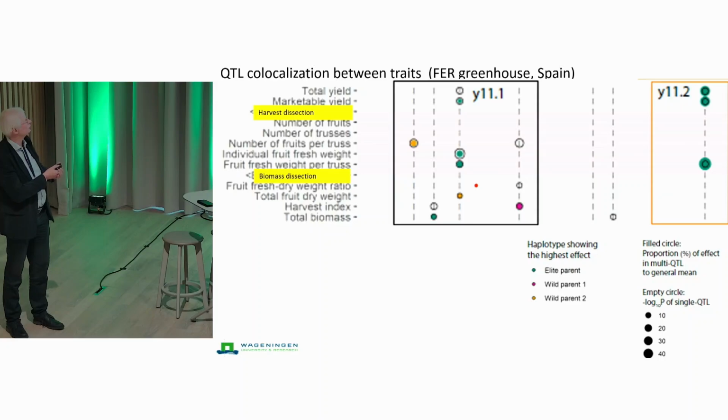There are two yield QTLs indicated here with 11.1 and 11.2. The top line is total yield or marketable yield. And then there are the components of the harvest dissection model and the components of the biomass dissection model. For example, in this one, we can see that this QTL for yield is linked to a higher individual fruit fresh weight and a higher fruit fresh weight per truss.